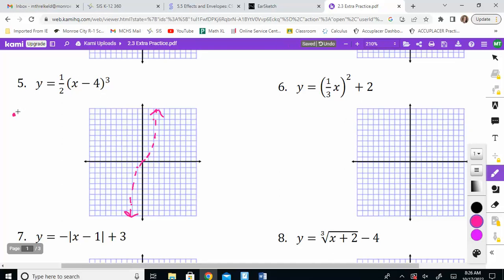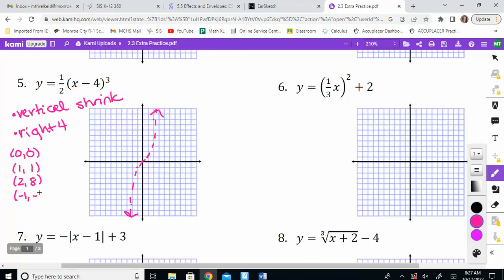All right, the 1/2 is out in front, so it affects y, and it does what it says, so it's a vertical shrink. The -4 will take our graph right 4. All right, so 0, 0. If you need to, you can write out points. What are you changing on these, the x or the y? Okay, so if I take my y times a half, that doesn't go anywhere, and then right 4.